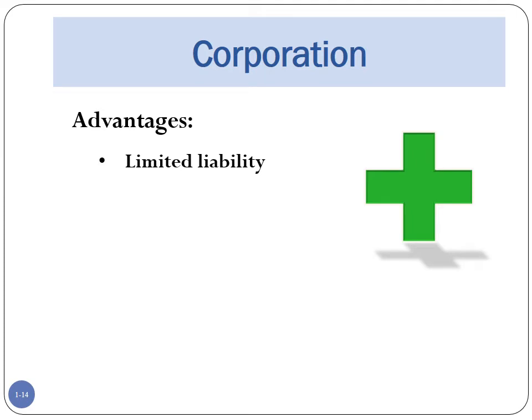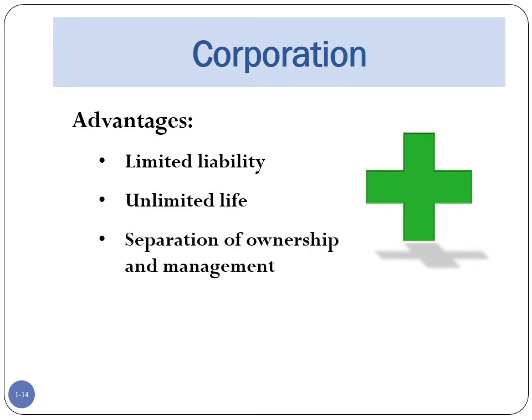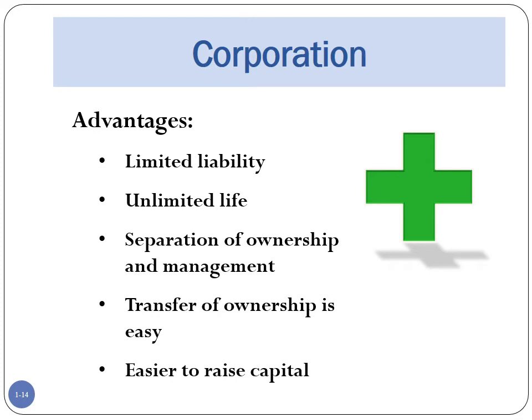The managers have limited liability, and the owners or the shareholders' liability is limited to the price they paid for their shares. They do have unlimited life, although this wasn't always true. There's a separation of ownership and management. In other words, the share owners are not the ones generally who run the company. This could be advantageous because you can hire professional managers. And transfer of ownership is relatively easy. You can sell your shares or sell your interests. It's also easier to raise capital through the capital market.